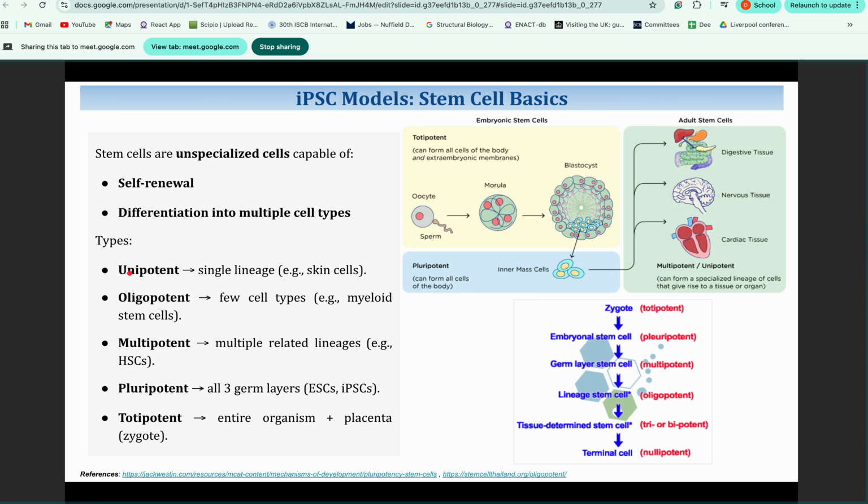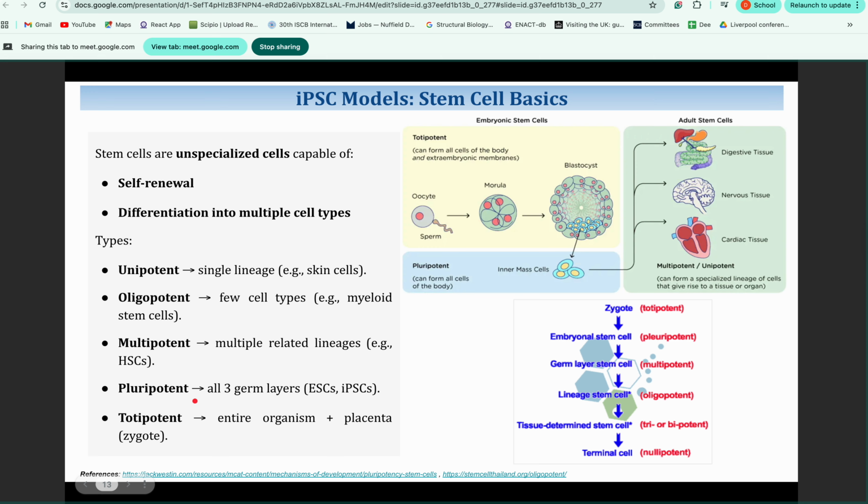Here I have given the types with examples. Unipotent means a single lineage, such as skin cells. Oligopotent means few cell types, for example, myeloid stem cells. These myeloid stem cells can further give rise to different types of muscle cells, which could be striated or unstriated, so in that way they are oligopotent. Then comes multipotent, which means multiple related lineages, such as hematopoietic stem cells, which give rise to different types of blood cells. So they come under multipotent.